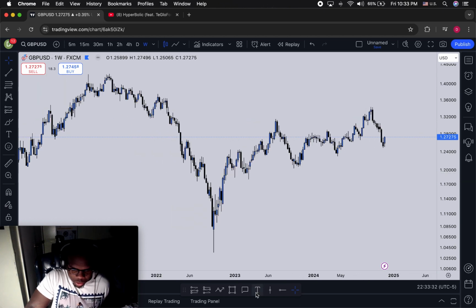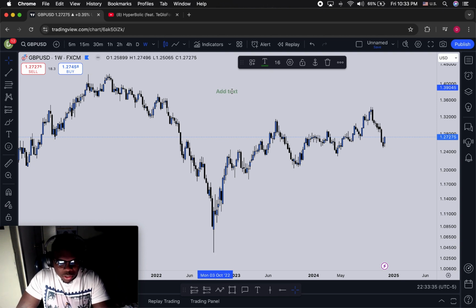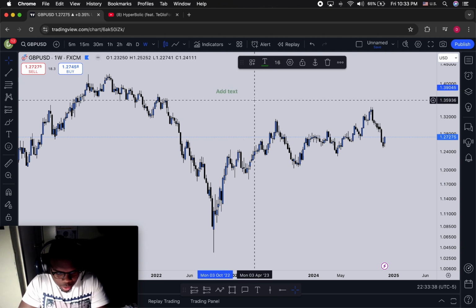identifying the trend. So let me write this down. I'm going to write this up here. So when you're looking at a chart, you want to know a few things. One, market direction.